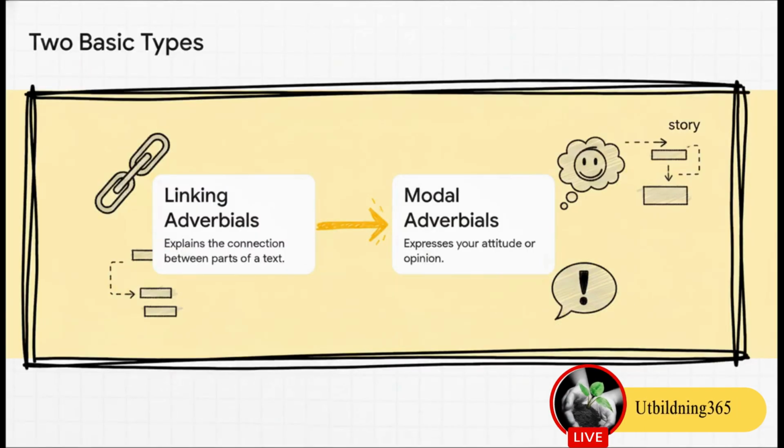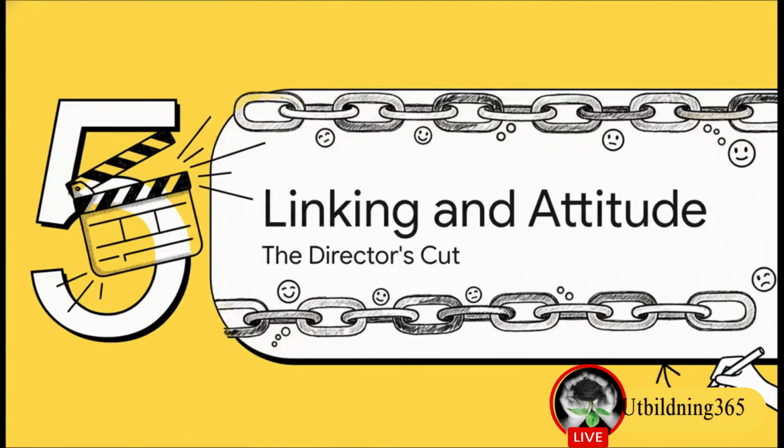These powerful adverbials come in 2 main types. You've got the ones that link ideas together, and then the ones that express an attitude or an opinion. So in our final section, we're going to look at these 2 types, which you can kind of think of as a writer's directing tools. They let you control the pace, guide the reader, and inject your own voice directly into the story.